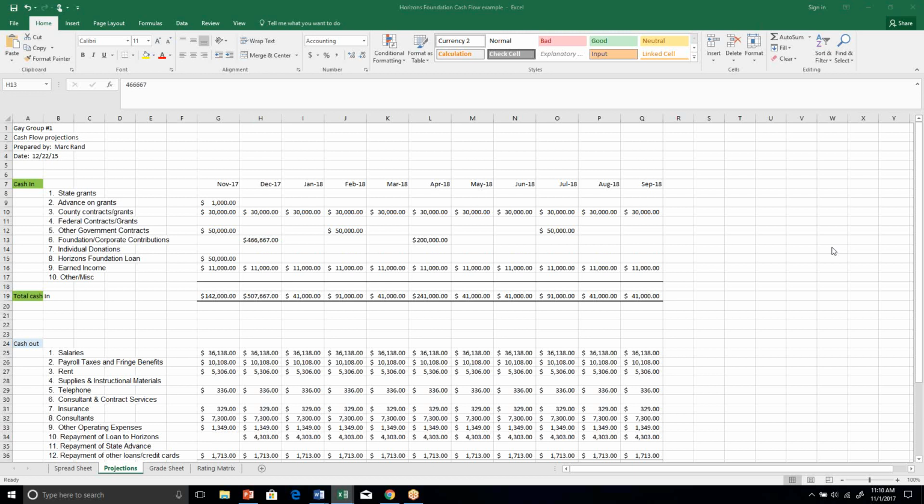Today I'm going to be talking with you about the cash flow statement and how to fill out the cash flow statement for the loan application. Let me give you a brief overview of what a cash flow statement is and how it's used, and then I'll dive into the details on how to fill out this form.